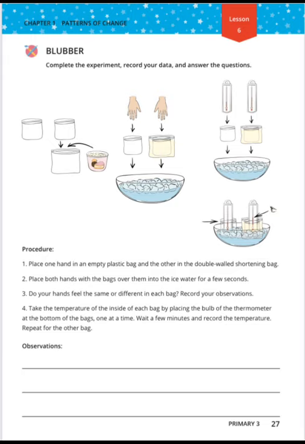Number 4. Take the temperature of the inside of each bag by placing the bulb of the thermometer at the bottom of the bags, one at a time. Wait a few minutes and record the temperature. Repeat for the other bag.